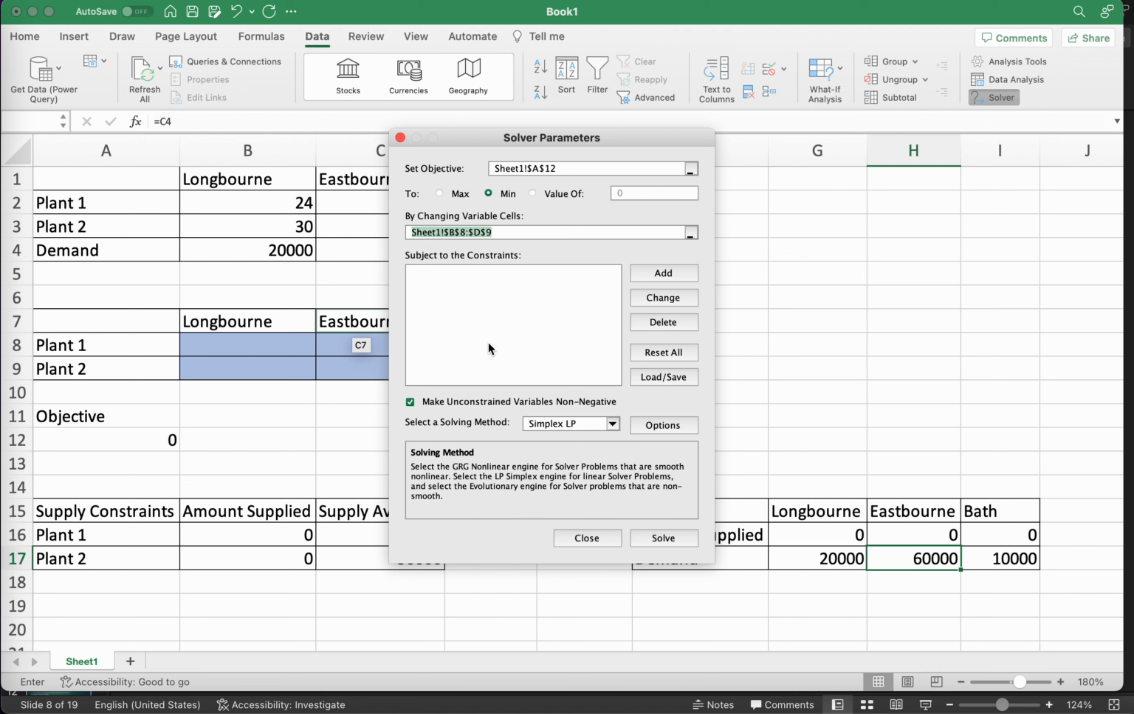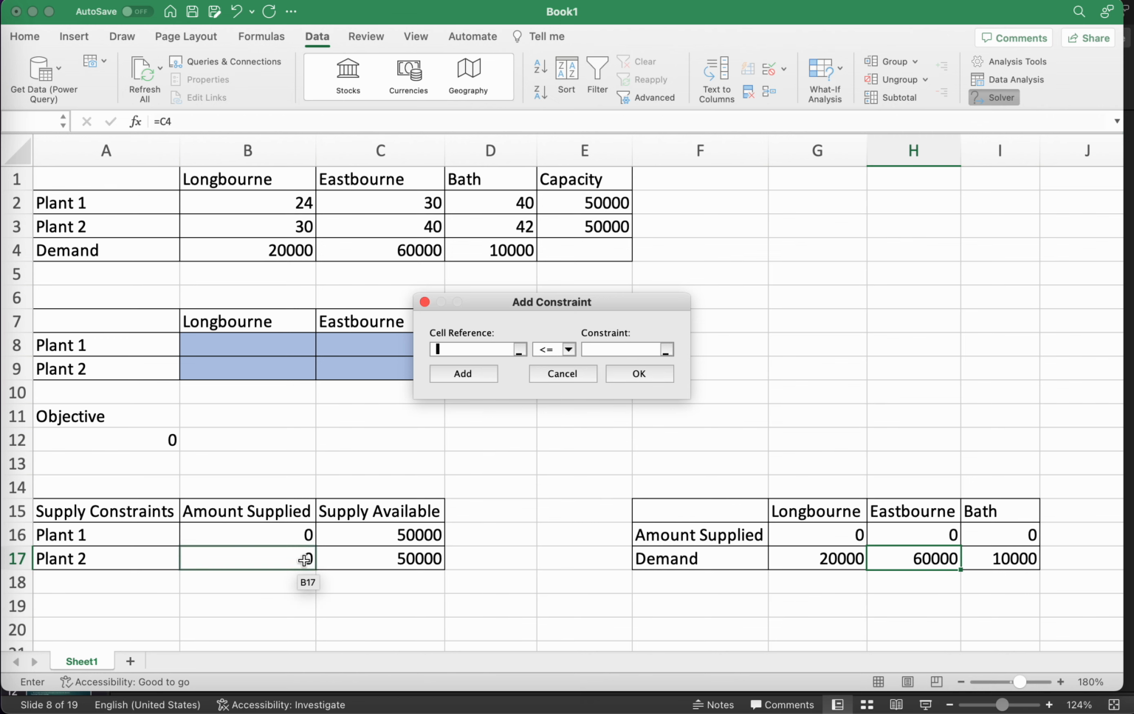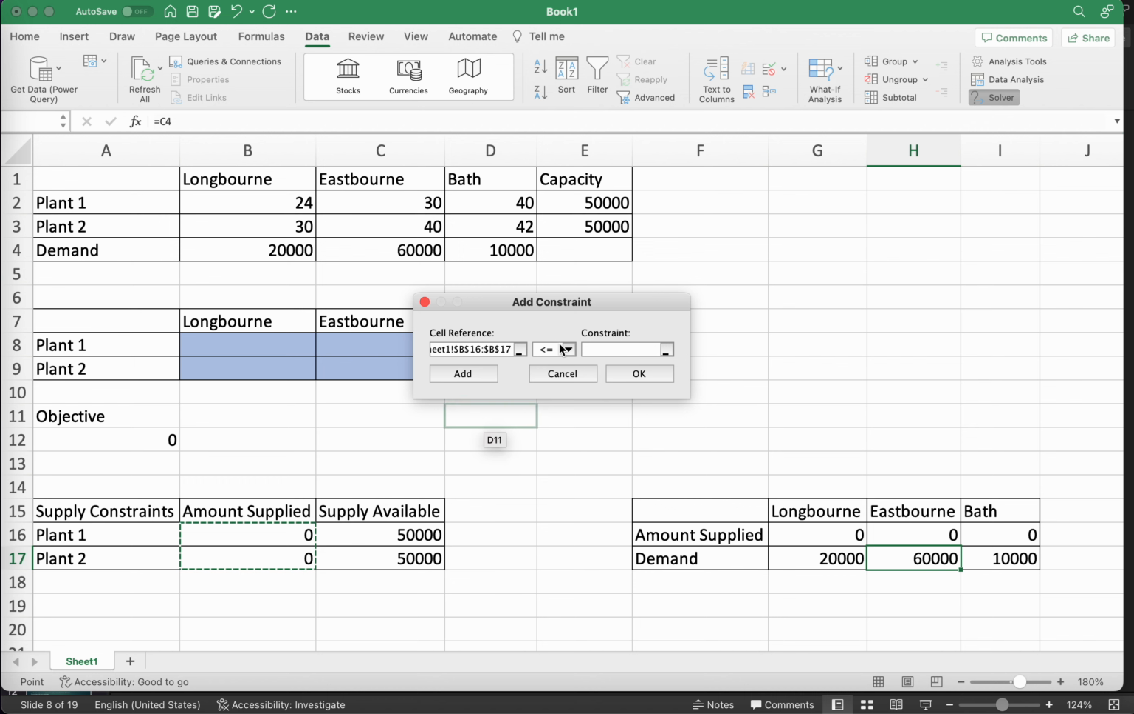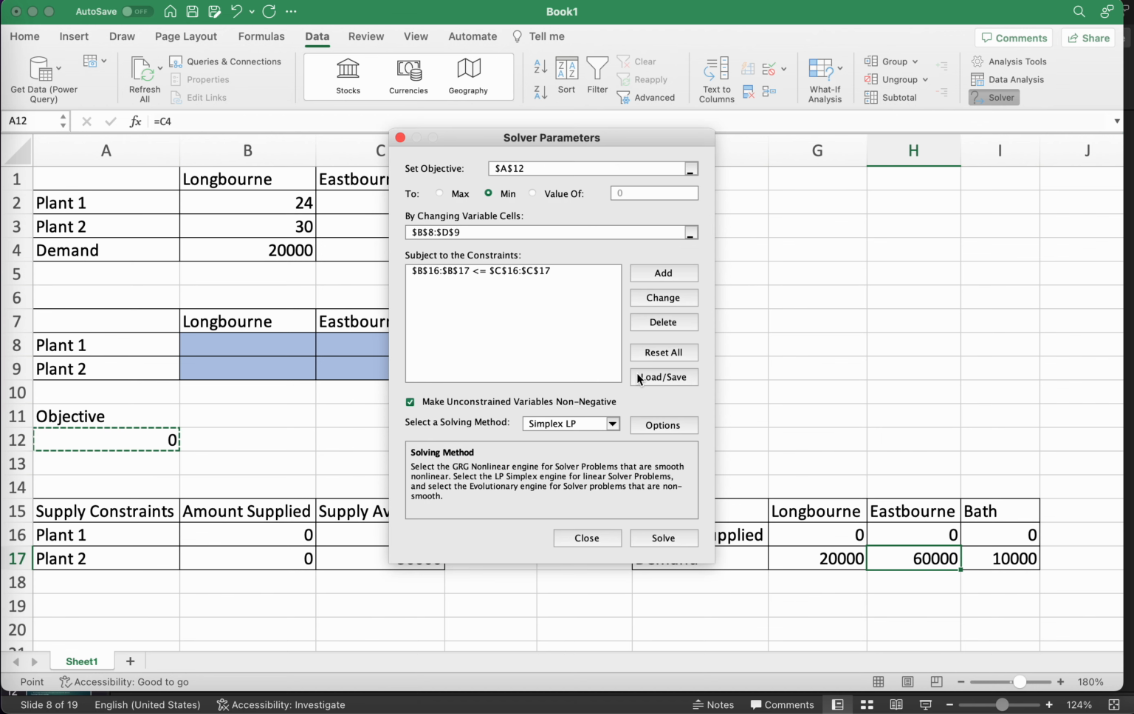And then my constraints. First I'll write the supply constraints, then I'll write the demand constraints. You can write the constraints one by one, or you can group them together. So I'll group them together. If I click on Add, I'll say that the total amount supplied to both of these plants 1 and 2 has to be less than or equal to the supply that's available at both the plants. By choosing both of these on the left-hand side and the right-hand side of the constraint, I can write them both at once rather than doing them one at a time, right? So it will show up as B16 to B17 is less than or equal to C16 to C17. So B16 will be less than or equal to C16 and B17 will be less than or equal to C17, right?